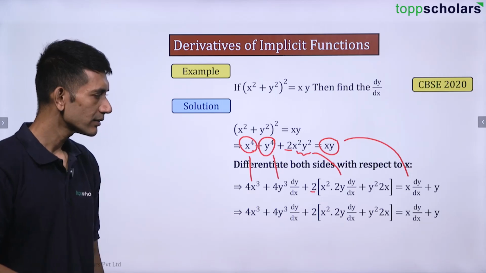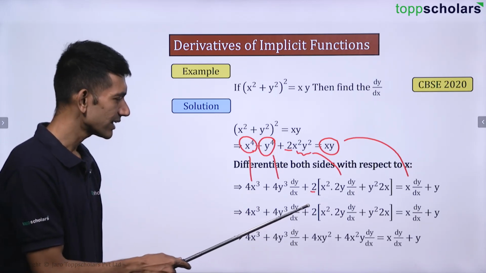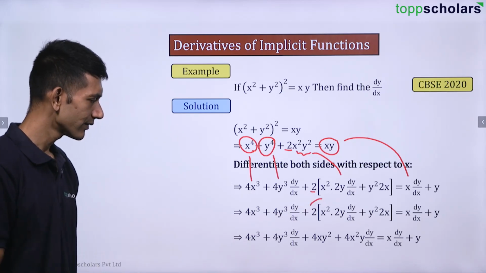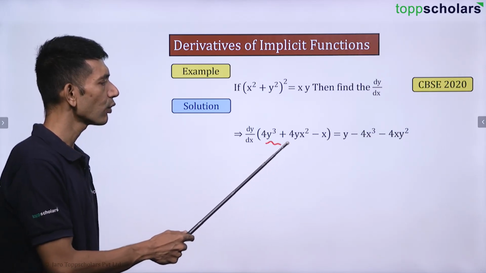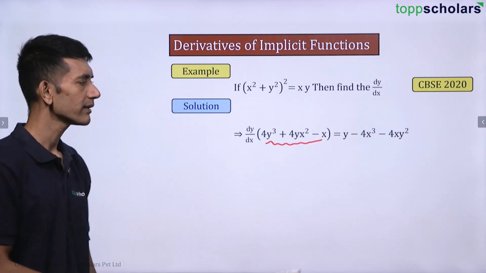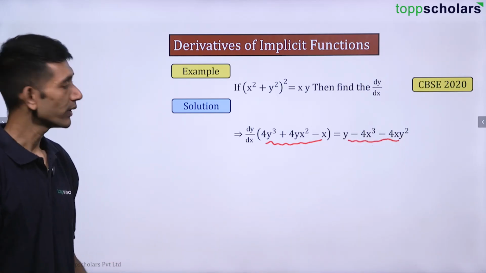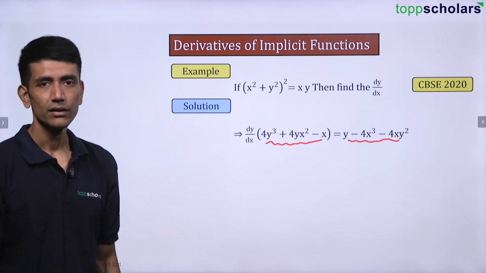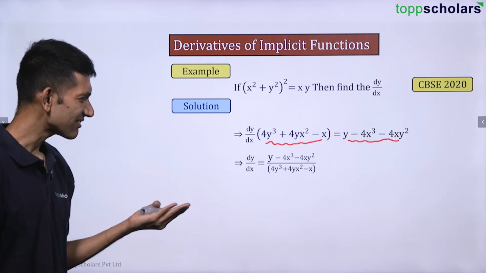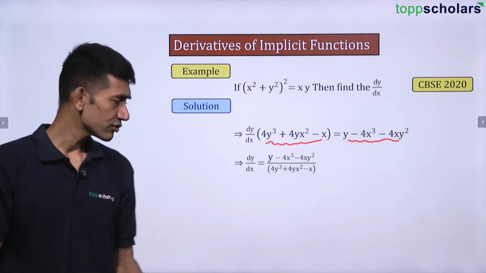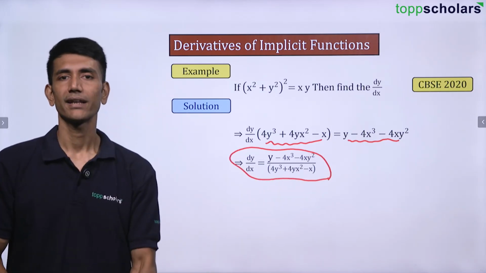Now solve this further. Once you solve, this is how you get after opening the brackets, of course. Nothing we have done, we have just opened the brackets, don't worry. And then we get dy by dx times 4y cube plus 4x square y minus x is equal to y minus 4x cube minus 4xy square. Just drag the bracket to the right hand side in the denominator and you get your final answer. So if there are any cancellations, do it. If there are no cancellations, keep this as your final answer. So this is your final answer.